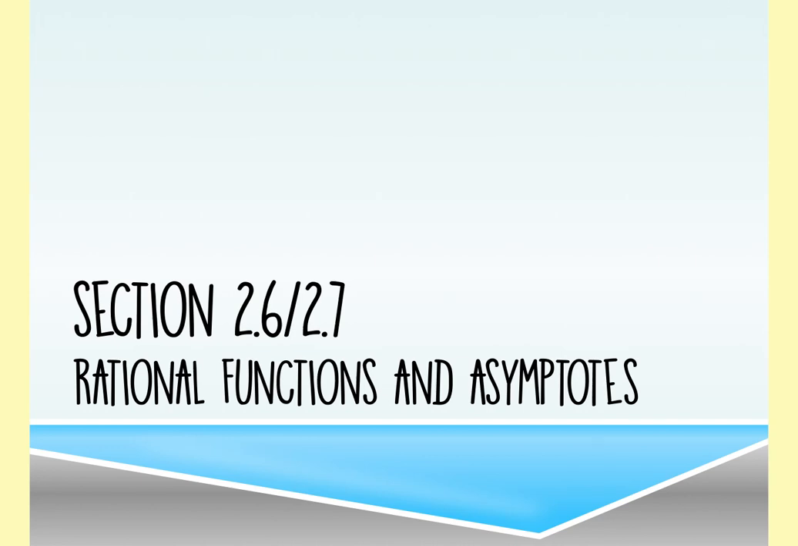All right, so I put 2.6 and 2.7 together. They are both about rational functions and their asymptotes. 2.6 is vertical asymptotes and horizontal asymptotes, and then 2.7 is slant asymptotes, so we'll get to all of it. We'll also get to holes.